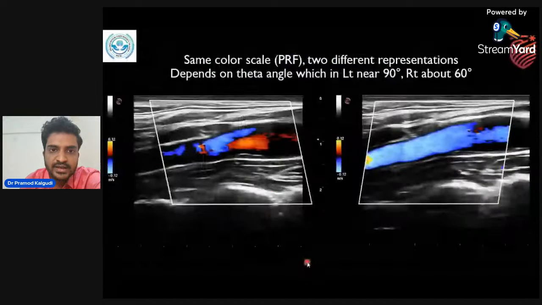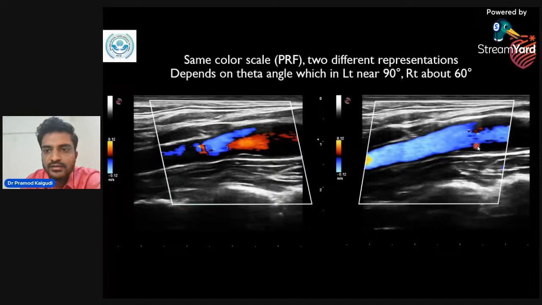This is an example of color steering, wherein you see the flow is from the common carotid going into the internal carotid artery here. Up till here, the flow might be towards the probe; from here, it's going away from the probe. So you need to steer the color box towards the flow as well, so as to get a perfect image. Here the flow is away from the probe, and if you steer the color box away from it, you won't get a perfect picture to measure the velocities, nor will you be able to understand what exactly is happening at this point. So you need to keep that in mind as well.